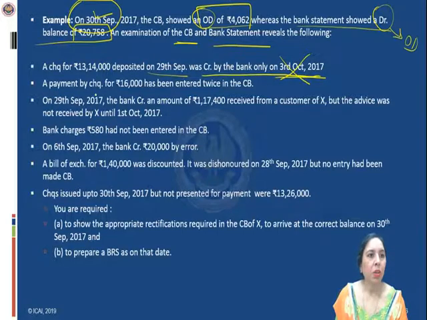Next transaction, payment of the check for rupees 16,000 has been entered twice in the cash book. Now one payment is correct, the second payment is wrong. So you have to see how it is to be adjusted.